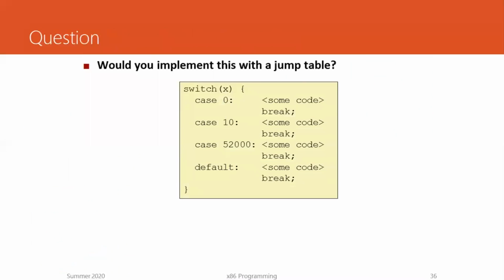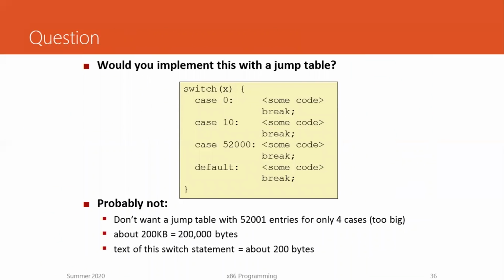Now let me ask you a question. Would you implement this one with a jump table? Well, probably not, because then you would have to implement a large number of jump table entries for just 4 cases. Okay, so jump tables are more efficient when you have few case values and you can build a small table for it. The above switch statement can be efficiently implemented with branch statement.